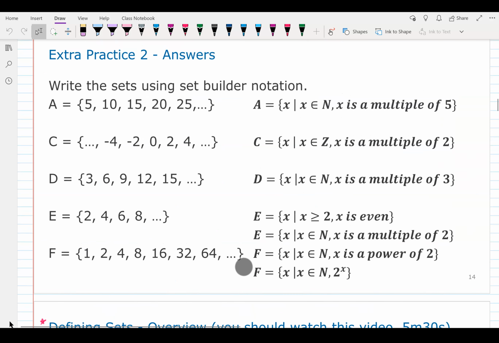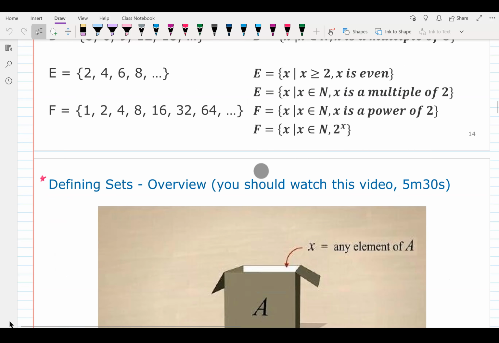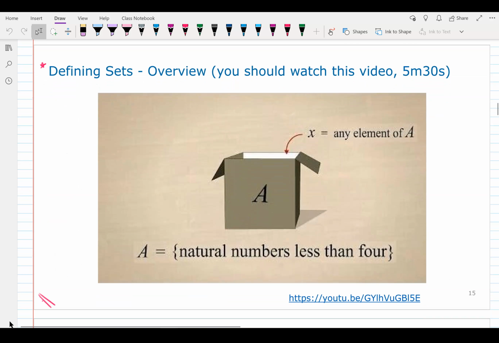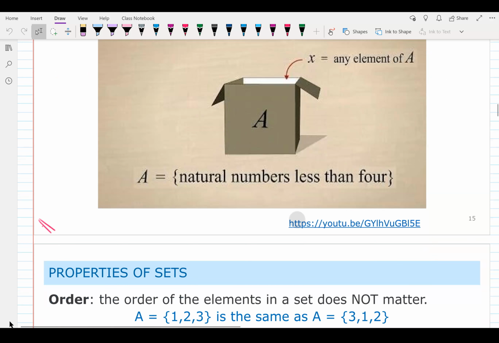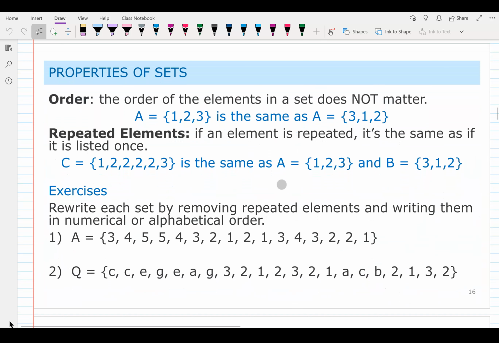This is coming, by the way, right off of set builder notation. So at the end of page 14, you go into page 15. Watch this video. That's what you should do first. Once you've done that, we're going to move on to properties of sets.